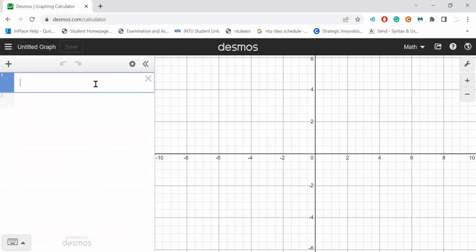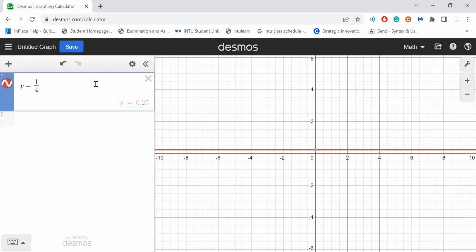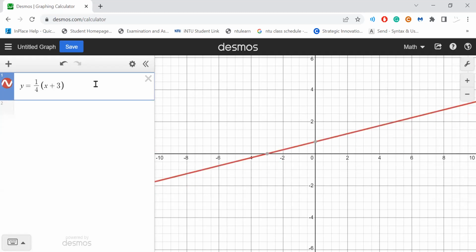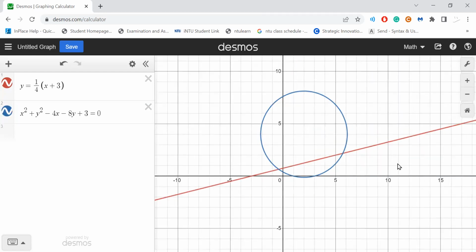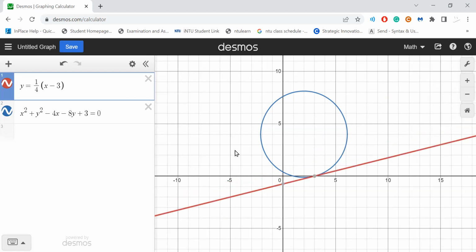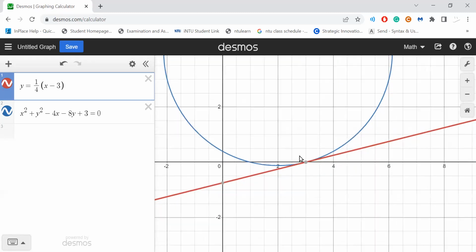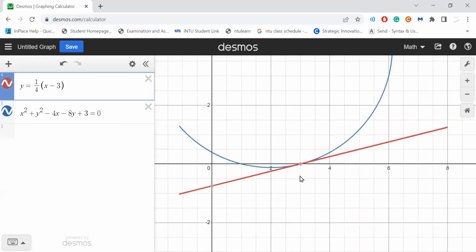So let's key in the equation. We have y equals to 1/4 bracket x minus 3. This is the equation of the straight line. And you also got the equation of the circle, x squared plus y squared, and then minus 4x minus 8y plus 3 equals 0. There you go, that's a circle. Oh, wait a minute, something is wrong. Oh, it should be a minus, sorry. There you go. Can you see that the line is tangential to the circle? Touch 1 point only.